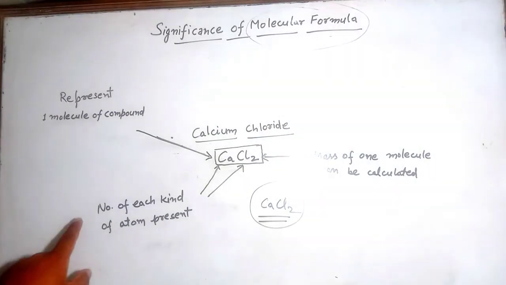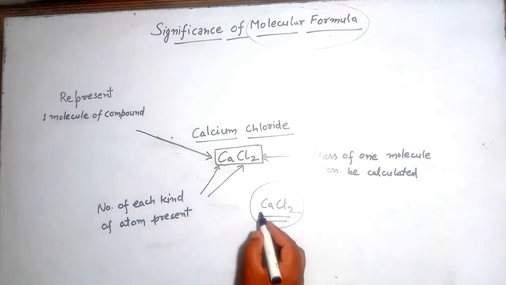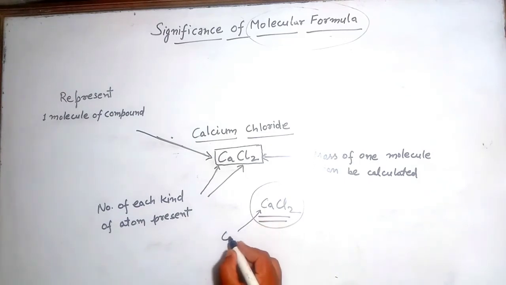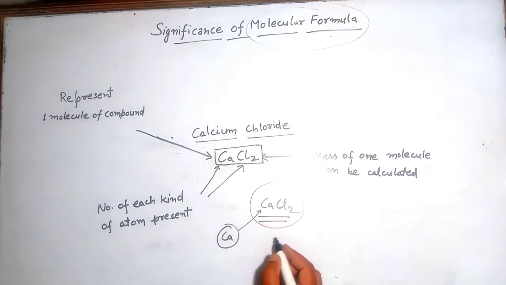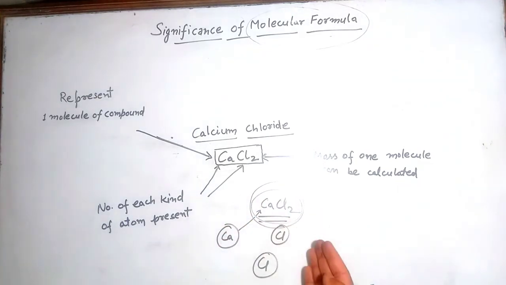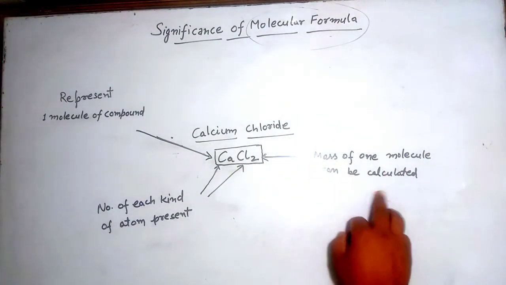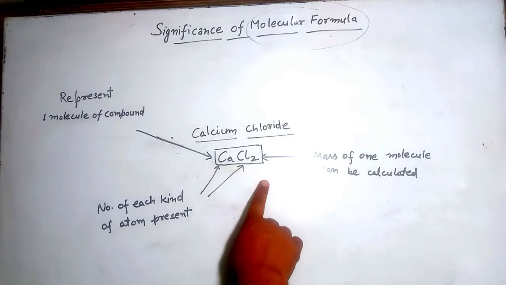Number two, the molecular formula will represent the number of each kind of atoms present in it. See here, calcium chloride: how many calcium atoms will be here? Only one. And how many chlorine atoms? Two chlorine atoms. So by seeing the molecular formula we can say calcium chloride is formed with one atom of calcium and two atoms of chlorine. Number three, the mass of one molecule can be calculated with the help of this molecular formula.